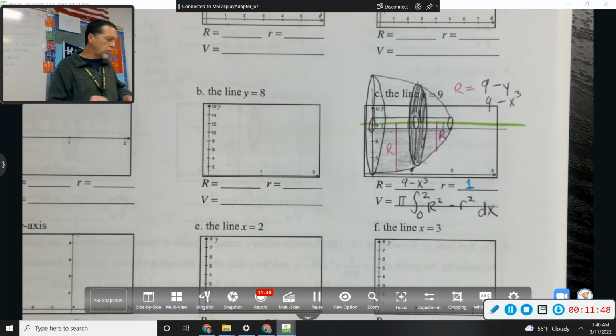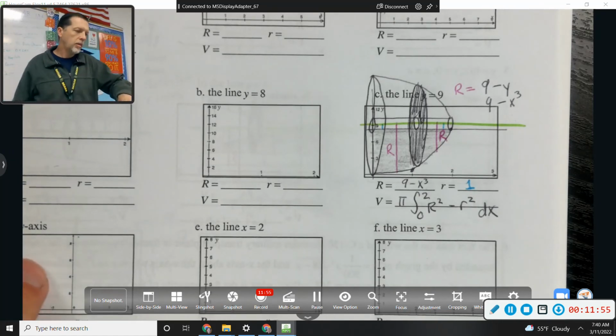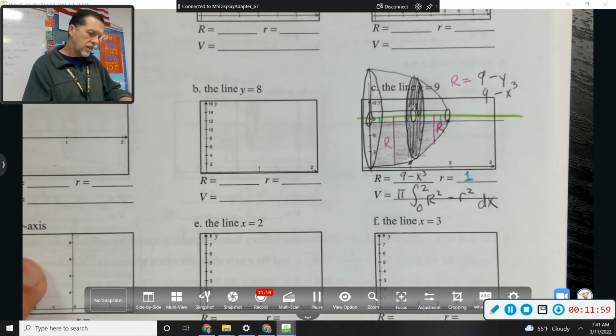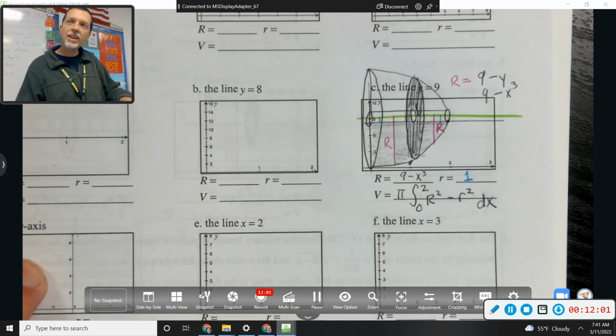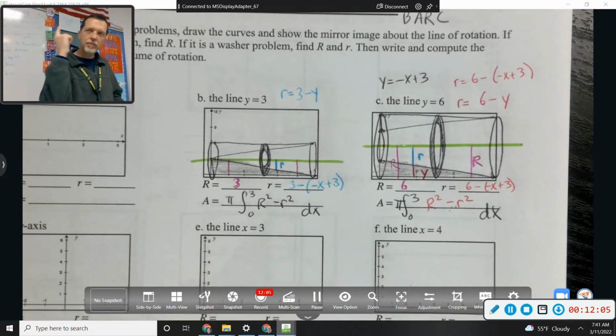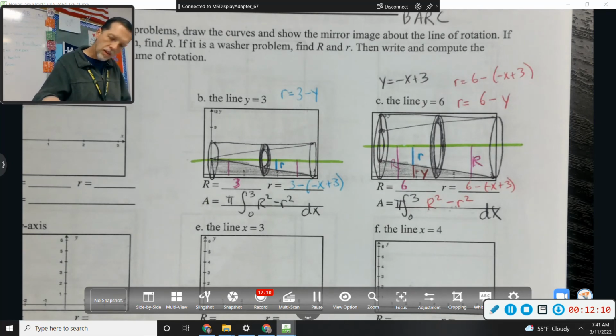Any other ones you tried and were curious about? We didn't do any dy problems. Which one? 1e. Let's see, x equals 3. So that'll be a dy problem. 1e.